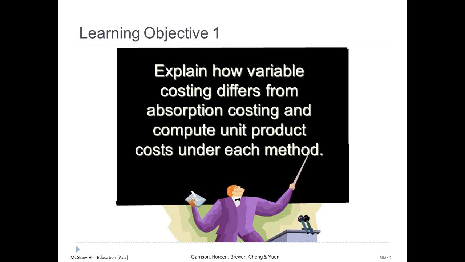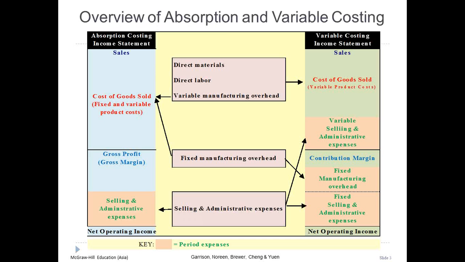One approach is called absorption costing, and it's generally used for external reporting purposes. The other approach is called variable costing and is preferred by some managers and used only for internal decision making, and must be used when an income statement is prepared in the contribution format. So we're going to discuss these two methods over the next couple hours.